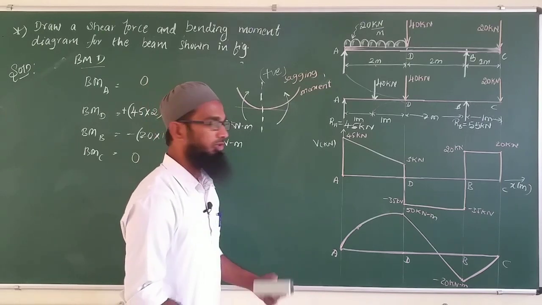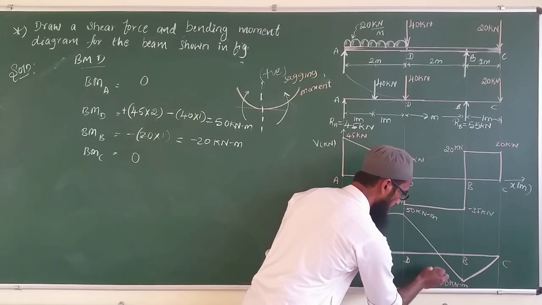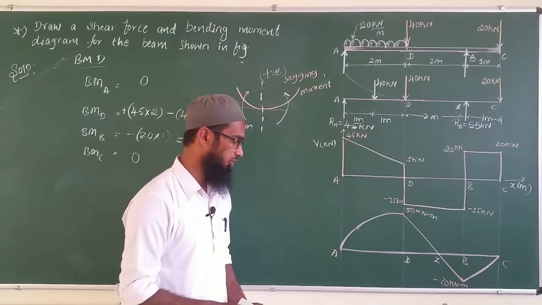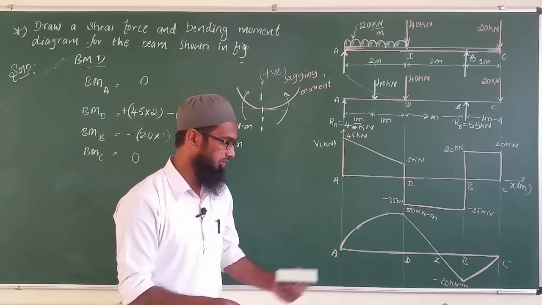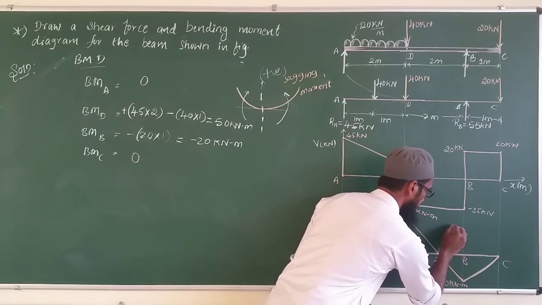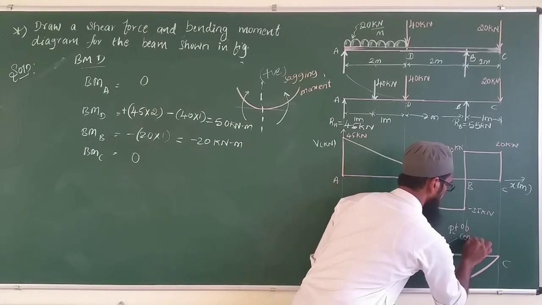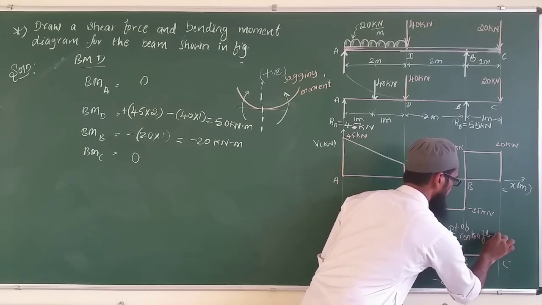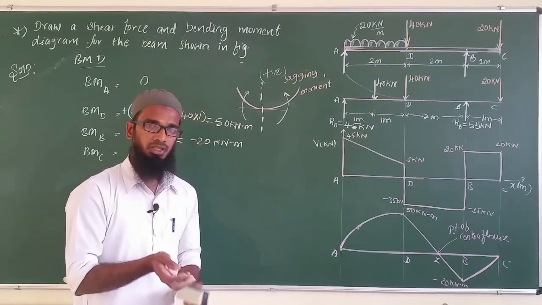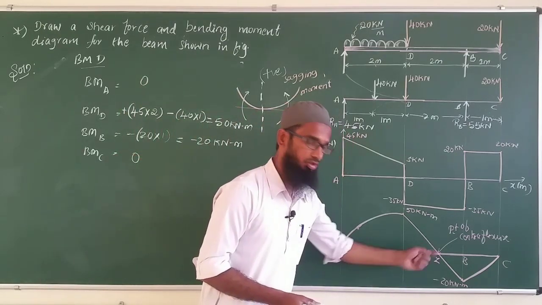So this is actually the given problem, and one more concept is there. In between this D to B, I'll take the point Z here, where the bending moment becomes 0. That point is called the point of contraflexure. Point of contraflexure means the point where the bending moment becomes 0 in between the beam. That point is called the point of contraflexure here.